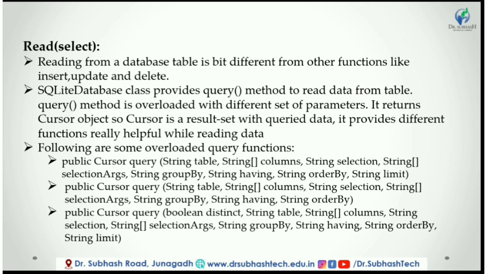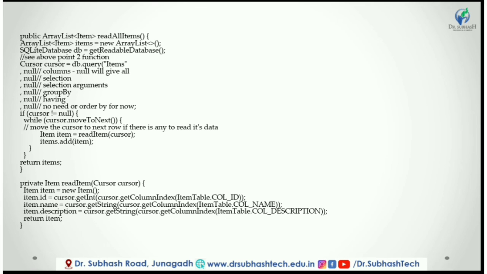Most of the parameters in the query overloaded functions are optional, except the table and distinct. Any of the other parameters can be passed as null. If distinct is passed as true, the cursor data set will not have any duplicate rows. So this is the use of cursor for retrieving or reading data from the SQLite database.